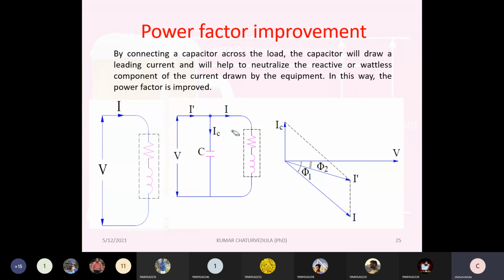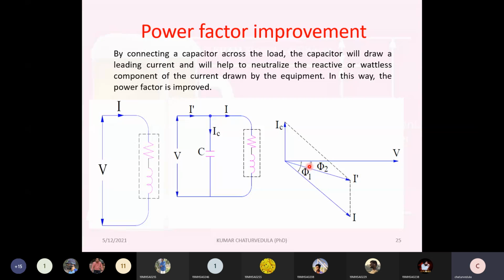So when a capacitor is placed here, what is happening now? Initially the current was lagging. This was the initial value of the current. And now after placement of the capacitor, because of IC, the current IC will lead the voltage. So this is going to lead. Now the current I dash is the phasor sum of IC and I, which is represented as phi 2. So now the angle between V and I dash is improved to phi 2.